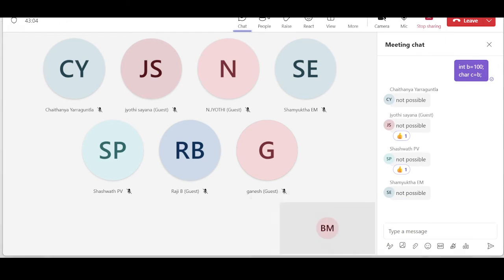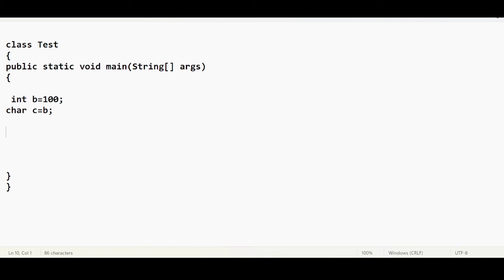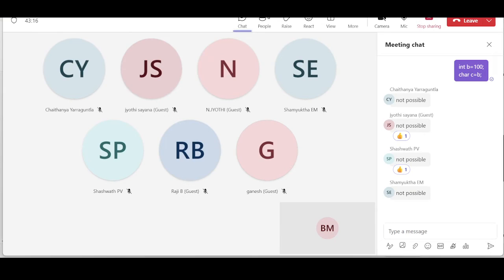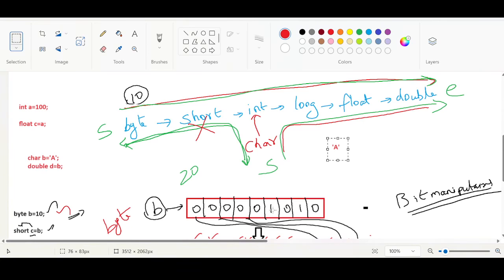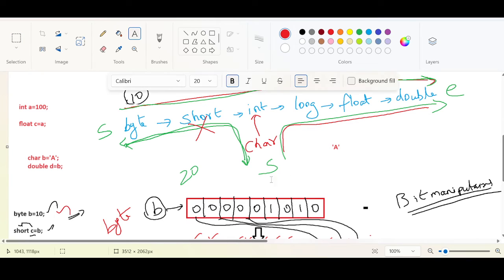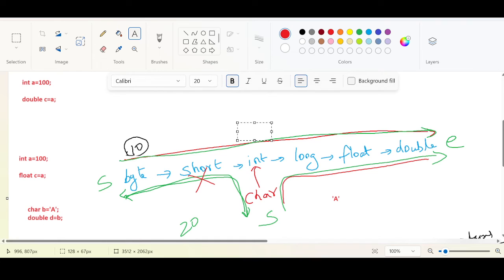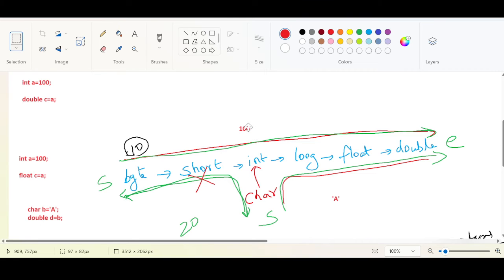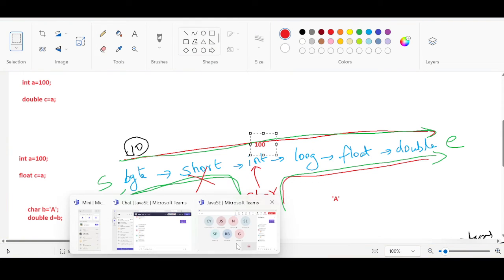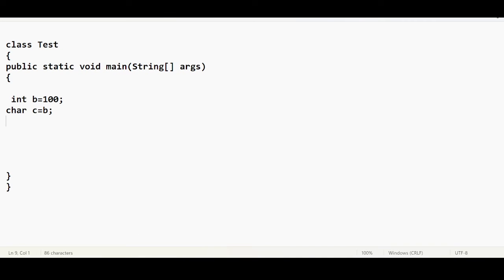Yes, it's not possible because the direction is going to be in the reverse way, right? It is just like traveling in the reverse direction. Very simple, right? The value 100 is assigned on top of the integer data type. I'm trying to promote it to character data type in the reverse direction. Reverse direction is always not possible. Only forward direction.